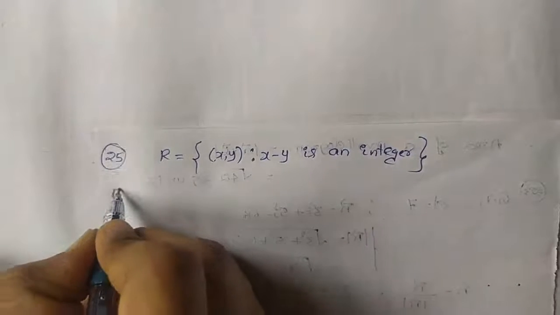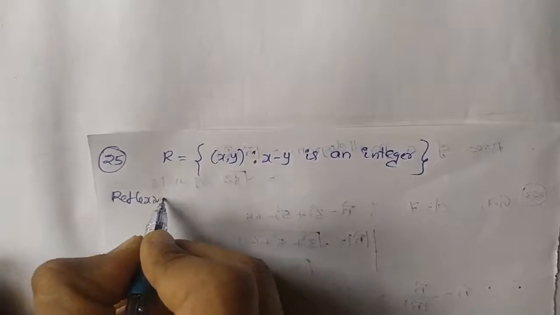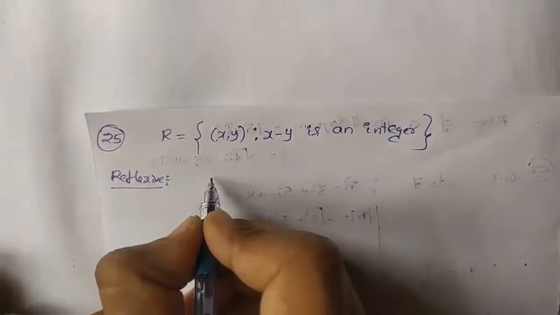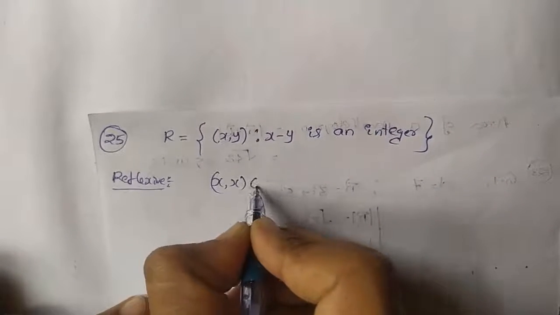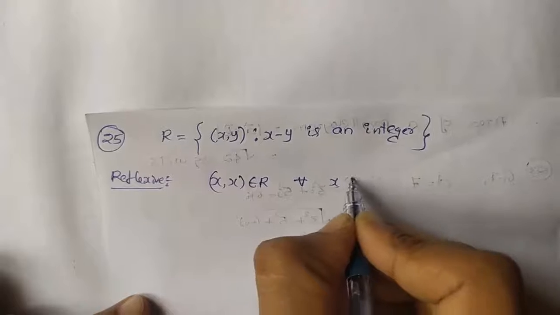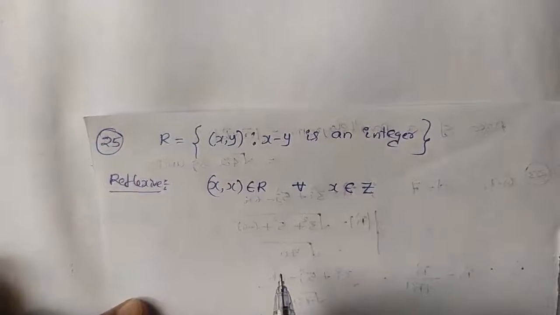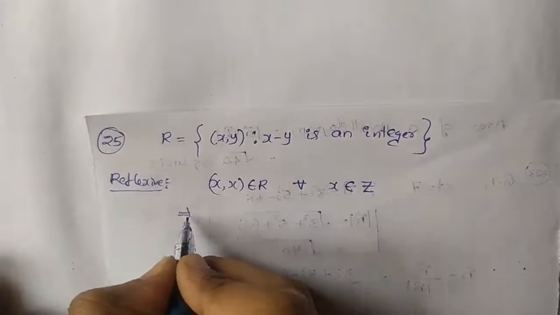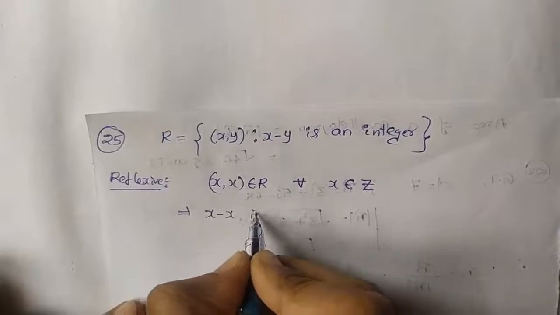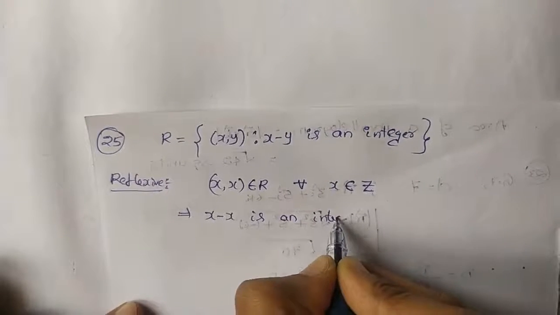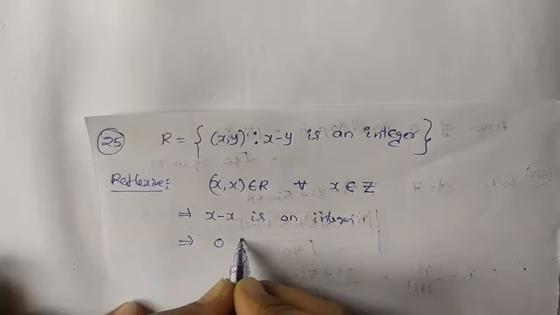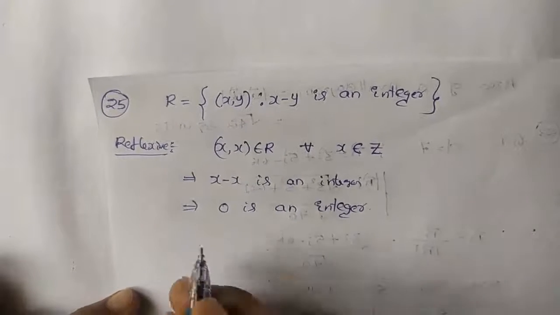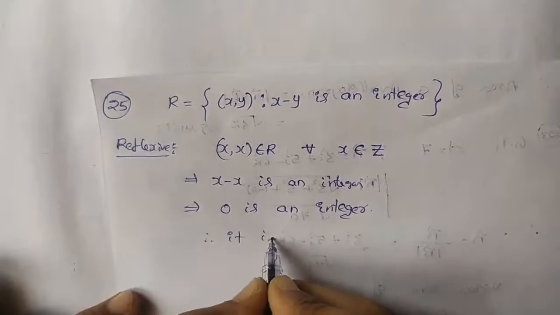Okay, now first write down the reflexive relation. Reflexive relation is what? A comma A belongs to R. So here x comma x belongs to R for all x an element of Z. Z is nothing but integers. x comma y is nothing but x minus y is an integer. x comma x is nothing but x minus x is an integer. Then x minus x is 0, which is an integer. Therefore it is reflexive.